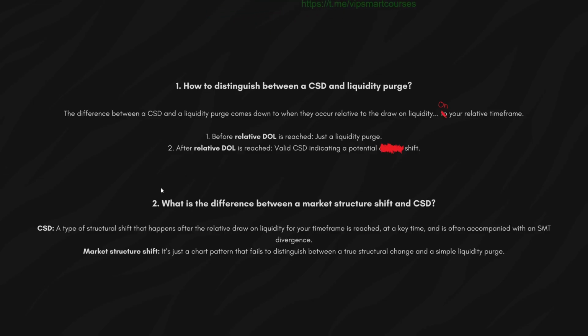Now, the second question is, how do you distinguish between a regular market structure shift and a valid CSD? A CSD is a type of structural shift that happens after the relative drawn liquidity for your time frame is reached at a key time, and it is often coupled with an SMT divergence with a correlating asset. But a market structure shift is just a chart pattern that fails to distinguish between a true structural change and a simple liquidity purge. Okay?